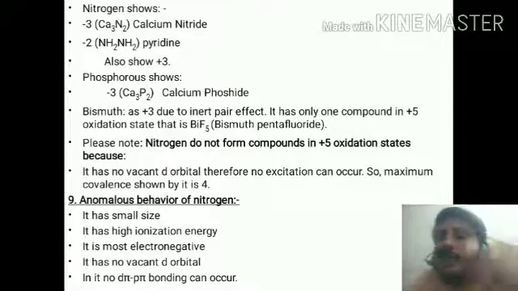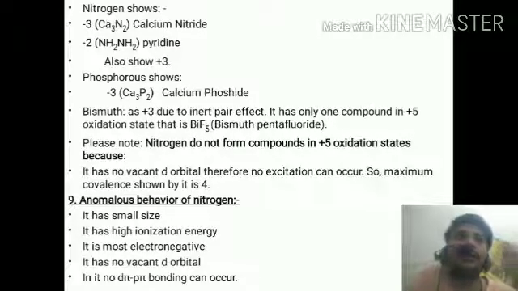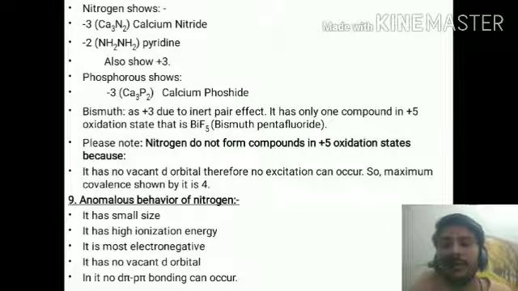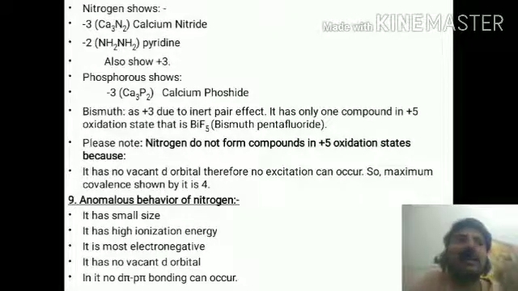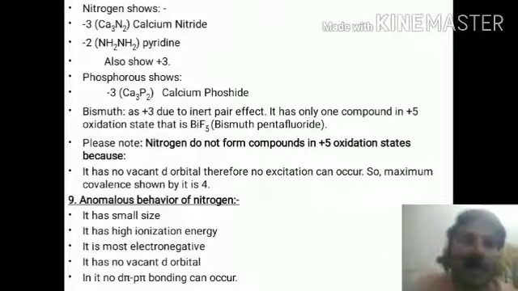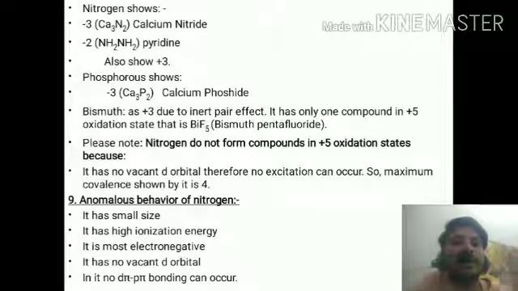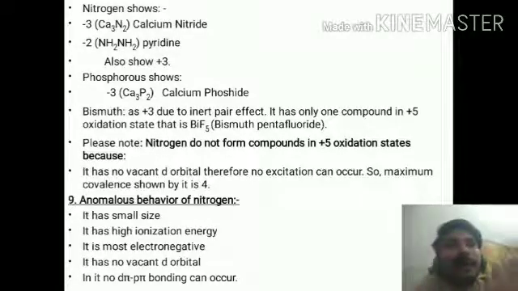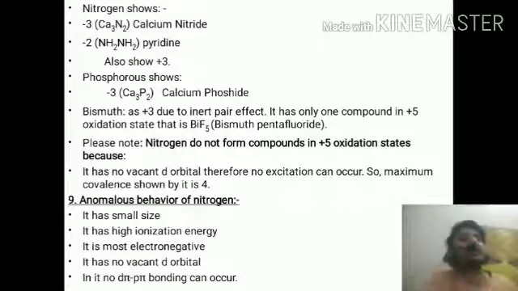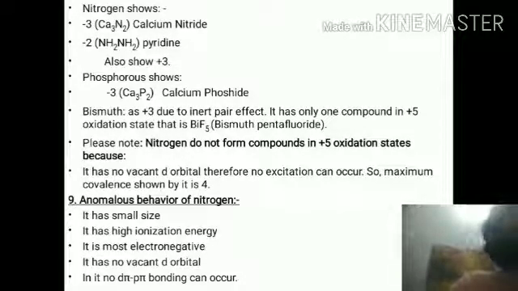If I tell you the first element of each group: in group 15 the first element is nitrogen, in group 16 it is oxygen, and in group 17 it is fluorine. The first element of every group shows anomalous behavior. Why? Because it is small in size, has high electronegativity, has high ionization energy, and does not contain a vacant d orbital. It cannot form dπ-pπ bonds, it only forms pπ-pπ bonds. That's why nitrogen or any other such element shows anomalous behavior.